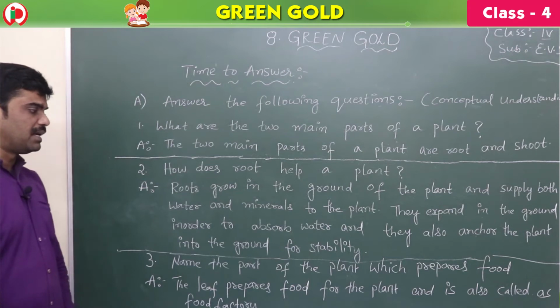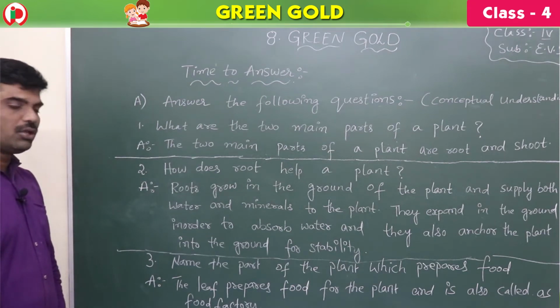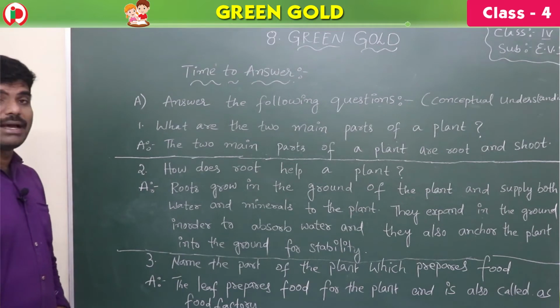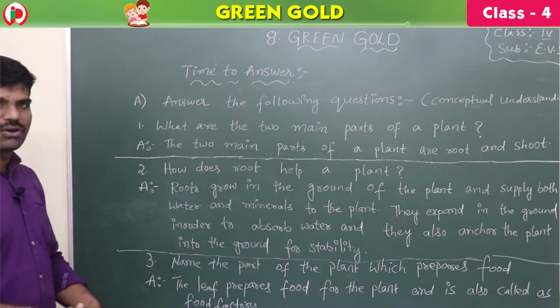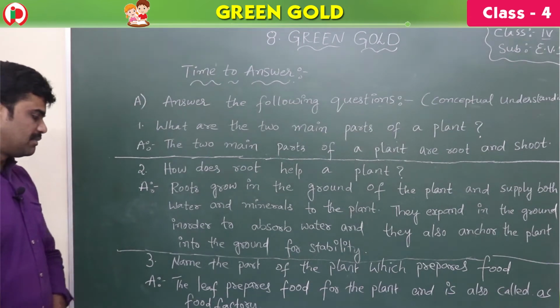So once again I repeat, roots grow in the ground of the plant and supply both water and minerals to the plant. They expand in the ground in order to absorb water, and they also anchor the plant into the ground. They fix the plant into the ground for stability.